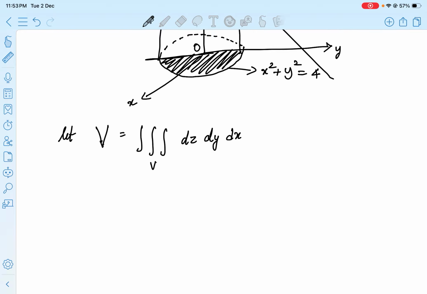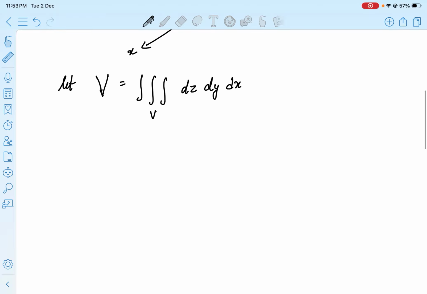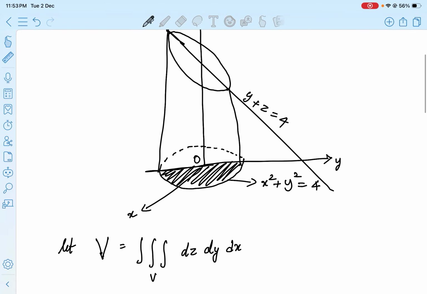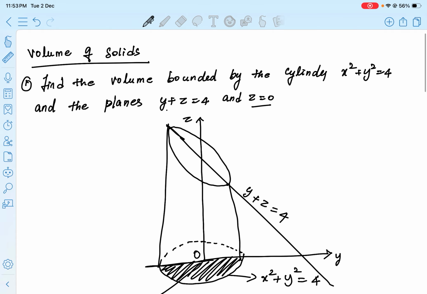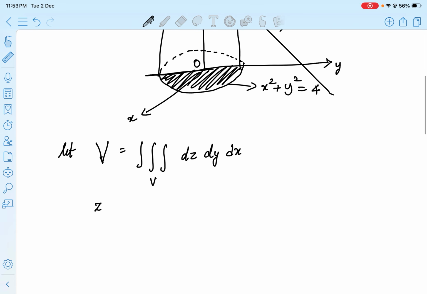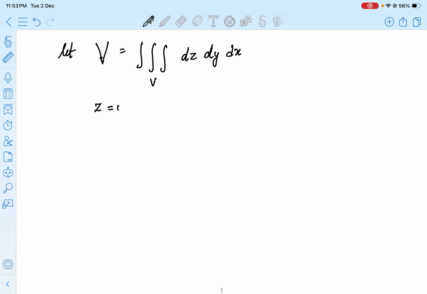Okay, so now let us find the limits of the integrals. Where do x, y and z lie? So first we'll start from z, because for z they have already mentioned that z is equal to 0 and y plus z equal to 4. So our z is going to go from 0 to z equal to 4 minus y. Y plus z equal to 4, so we can write z equal to 4 minus y. And for x, it is minus 2 to x equal to 2.